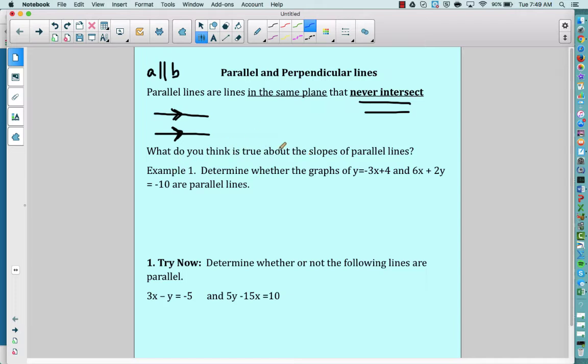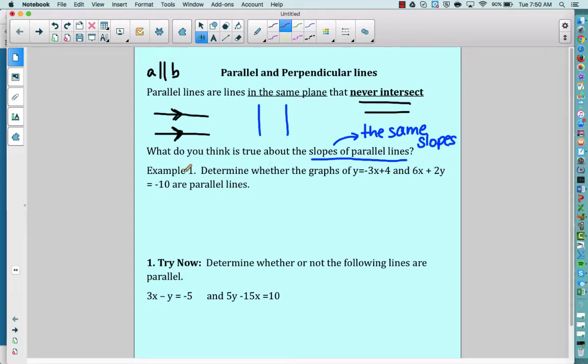And so what do you think is true about the slopes of parallel lines? If the lines are going the exact same direction and they never intersect, I'm hoping that you would say to yourself that the slopes would have to be the same. So parallel lines have the same slopes. Say that to yourself. Parallel lines have the same slopes. Out loud. I can't hear you.